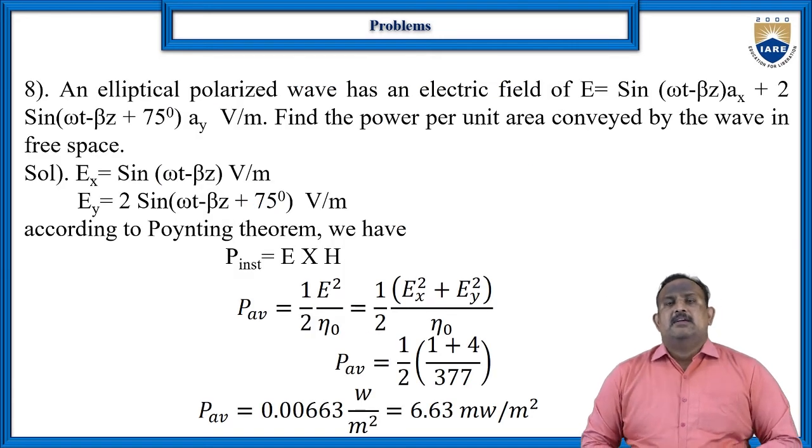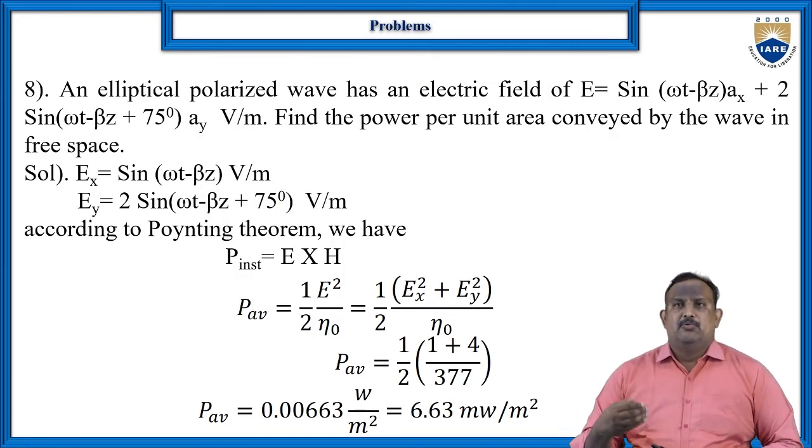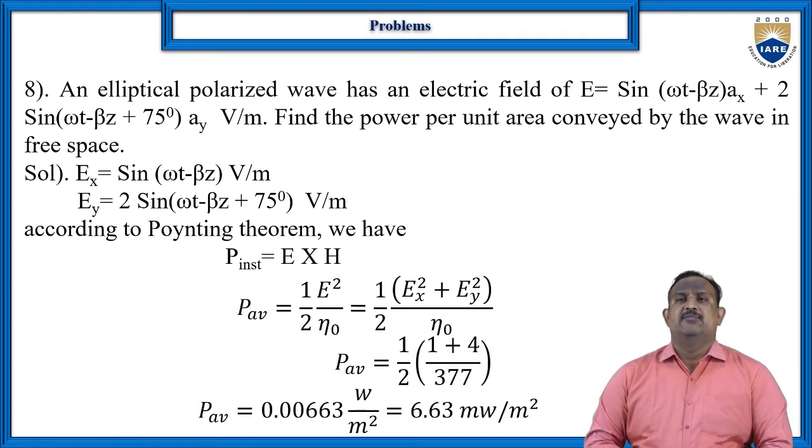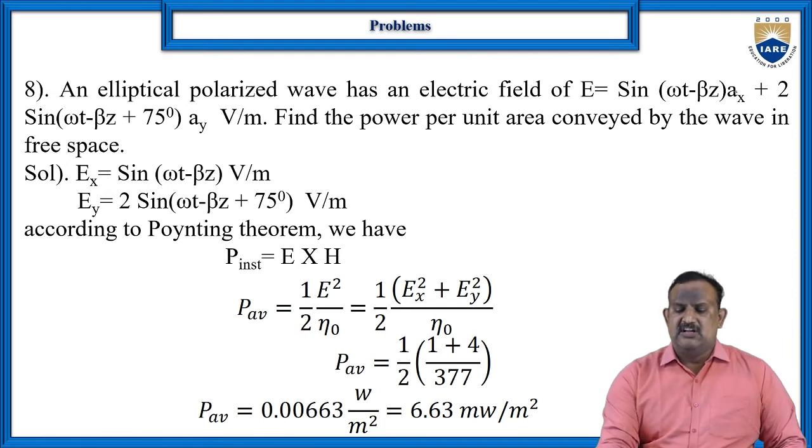Next, an elliptically polarized wave has an electric field of E equal to sin(ωt − βz) a_x + 2 sin(ωt − βz + 75°) a_y volts per meter. Then find the power per unit area conveyed by the wave in free space. Here the electric field is a combination of both the x component and the y component.